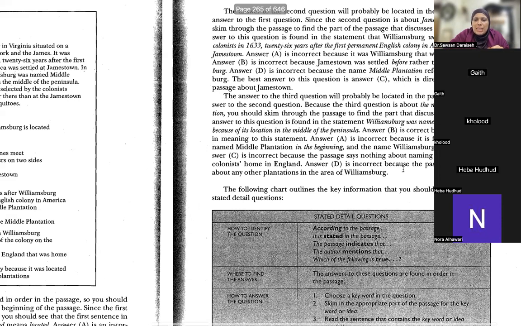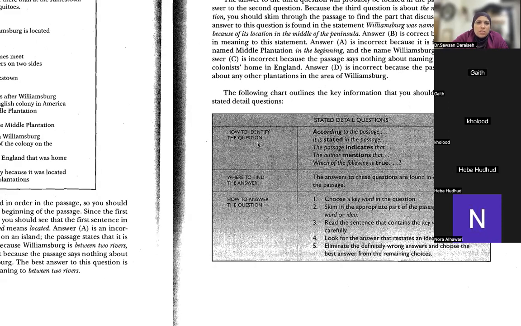Let's take a look at the, what is this called? What do we call it? The chart. Okay, how to identify the question. Now you know that the questions here are detailed ones that are in order though. According to the passage, it might begin like this, the question. According to the passage, they tell you that the answer is in the passage. So this style of beginning the question tells you the answer is in the passage.